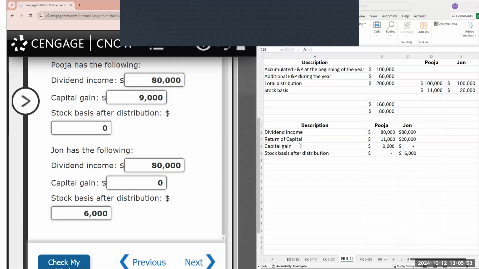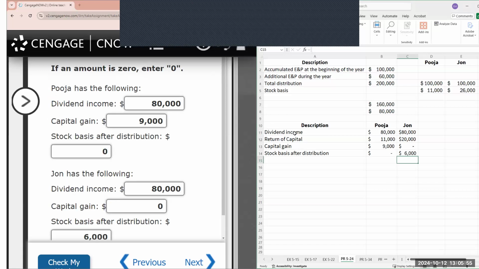All right. So just a key thing to keep in mind as we work through these problems, as it relates to the distribution of dividends: it is treated as dividend income to the extent of current and accumulated E&P. From there, it is treated as a return of capital. Then it's treated as a taxable gain if there's any excess. And any amount that is treated as a return of capital directly reduces the stock basis after the distribution.